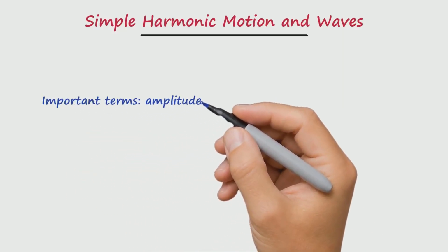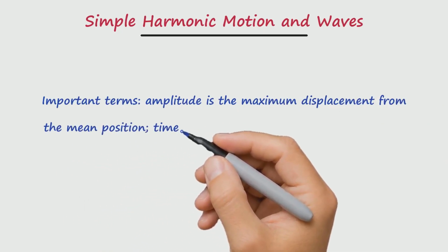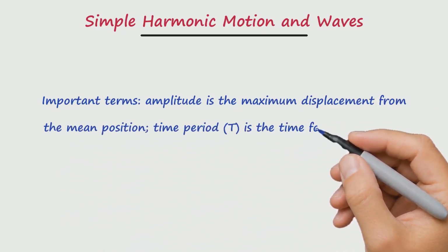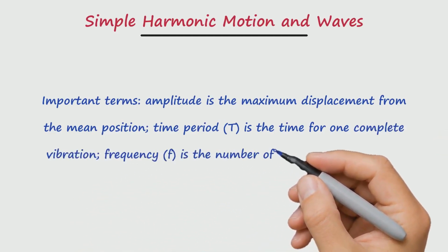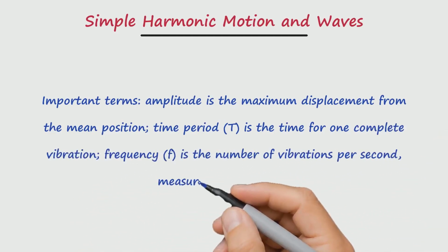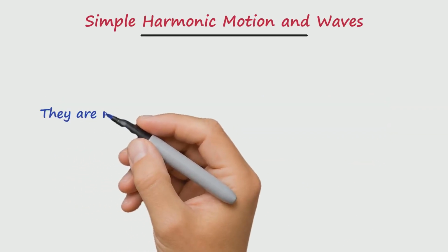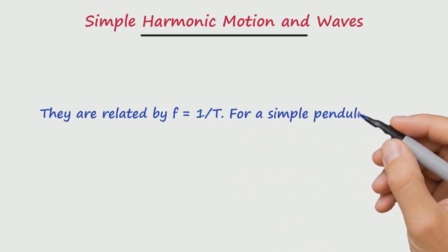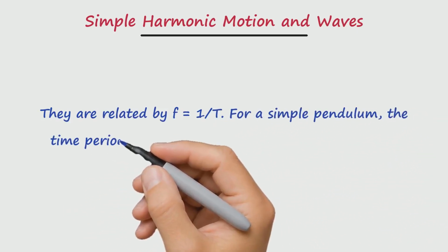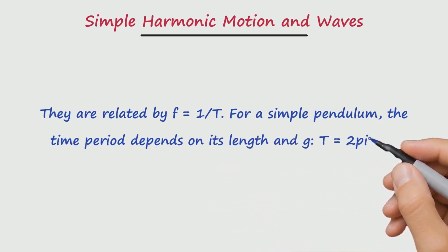Important terms: amplitude is the maximum displacement from the mean position. Time period, T, is the time for one complete vibration. Frequency, f, is the number of vibrations per second, measured in hertz. They're related by f equals 1 over T. For a simple pendulum, the time period depends on its length and g. T equals 2 pi square root of L over g.